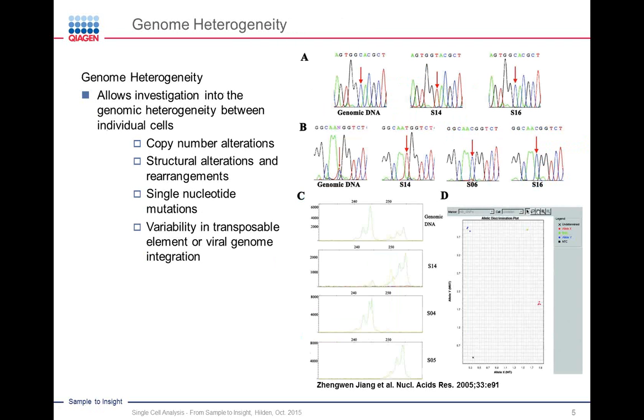There we go. Okay. The second reason that you may want to be looking at single cells versus doing a bulk analysis is that the genome is not the same from cell to cell. Genome heterogeneity and mosaicism is the norm. It's not an exception. Every cell is unique.